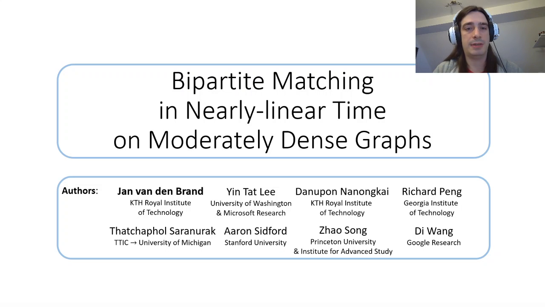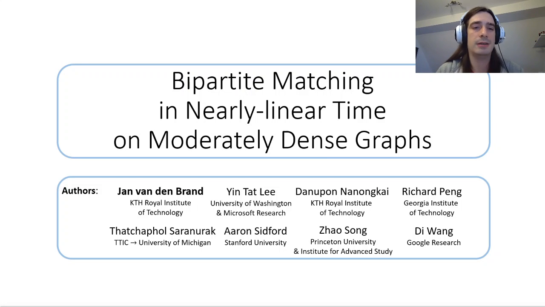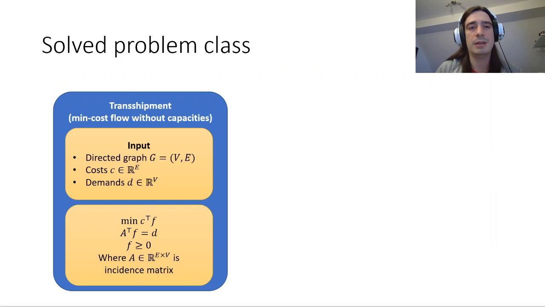Hey, I'm Jan van den Brandt, and I want to talk about bipartite matching in nearly linear time on moderately dense graphs. This is joint work with Yintat Li, Danupon Nanongkai, Richard Peng, Thatchaphol Saranurak, Aaron Sidford, Zhao Song, and Wang. And while the title here is bipartite matching, what we're actually solving is a more general class of graph problems. What we're solving is transshipment.